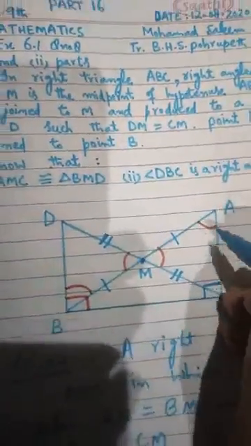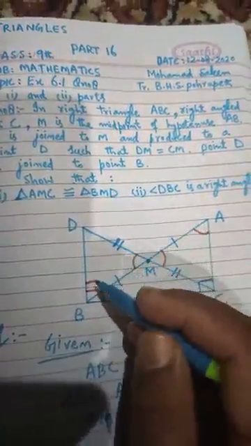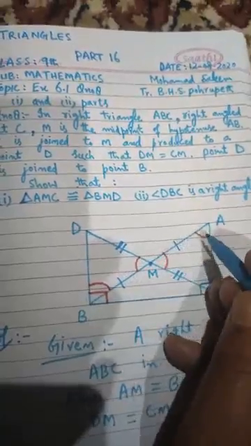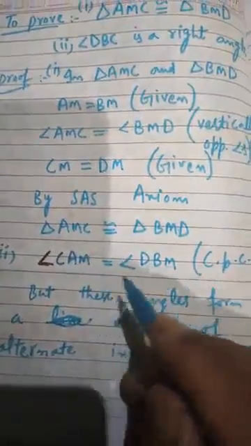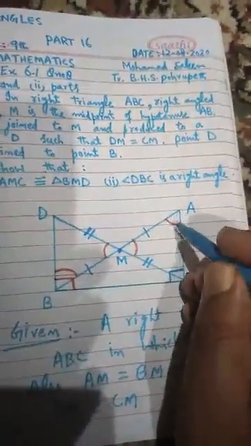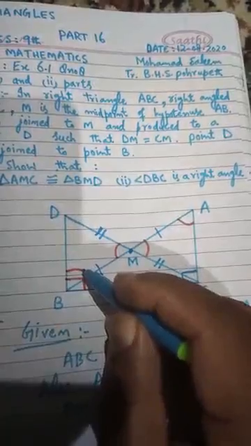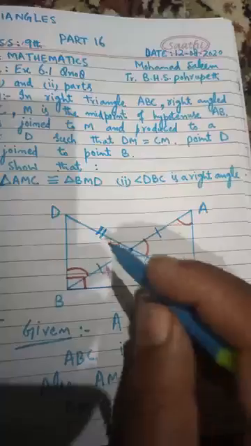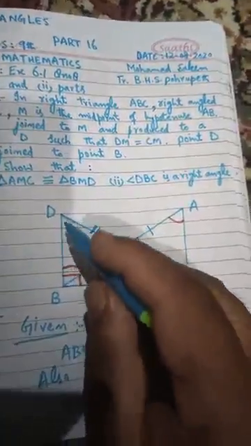These two angles are equal. That's angle CAM is equal to angle DBM. These angles are equal, but these are forming a pair of alternate interior angles. And we know that when alternate interior angles are equal, lines are parallel. Okay, see which lines are parallel. If this angle and this angle are equal because of alternate interior angles, so we have AC is parallel to DB, AC is parallel to BD.